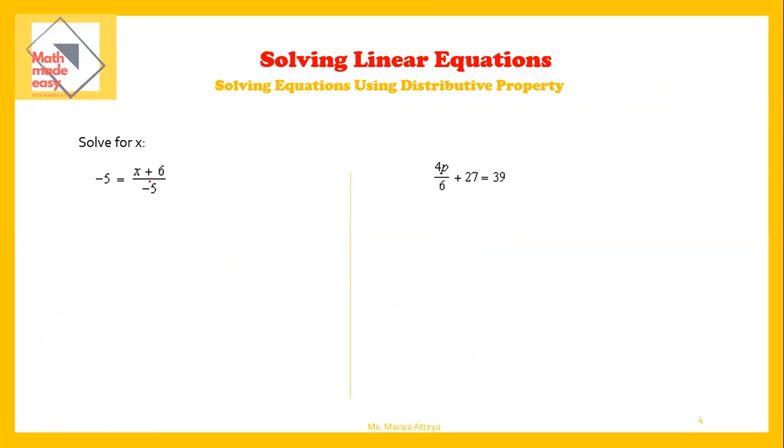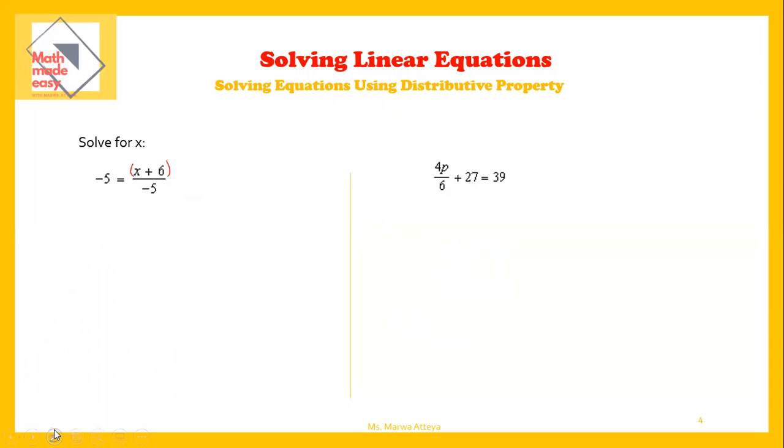How do we solve this? In this case, we don't get rid of the 6 first. Actually, because both of them together, x plus 6, are divided by negative 5, my main goal will be not to have a denominator, because it just makes it harder to solve, that's all.